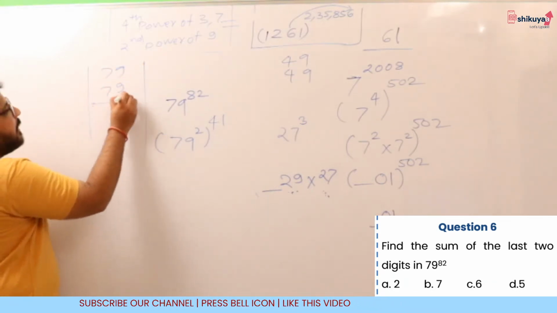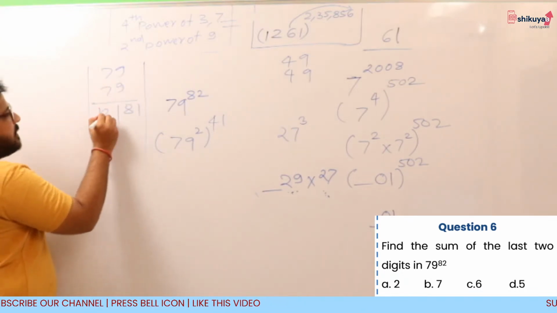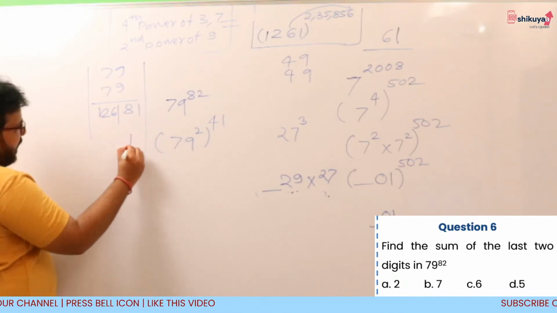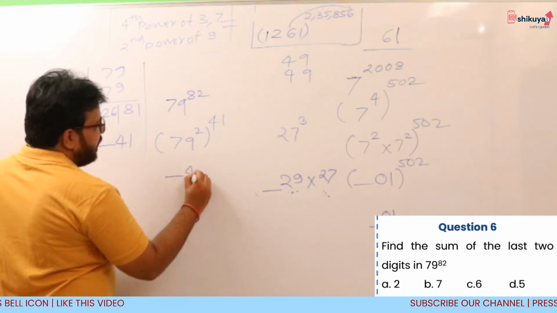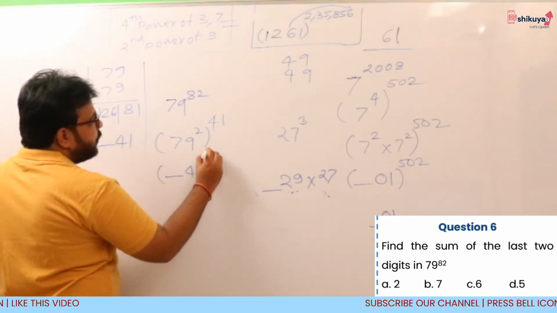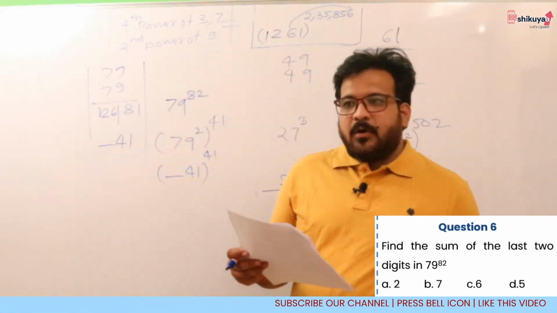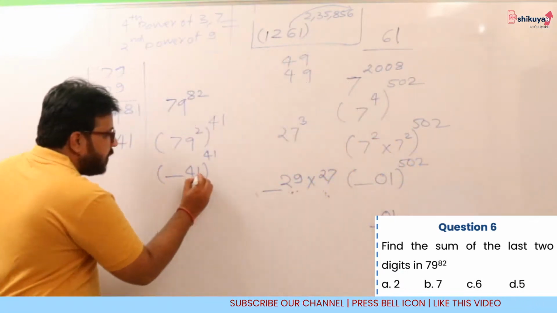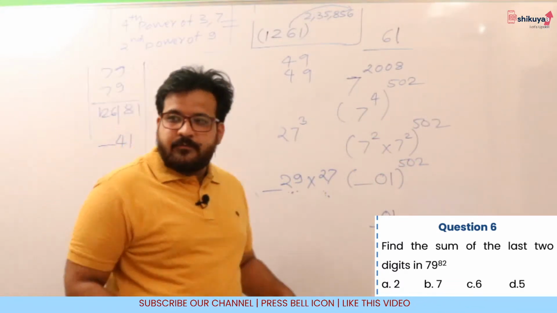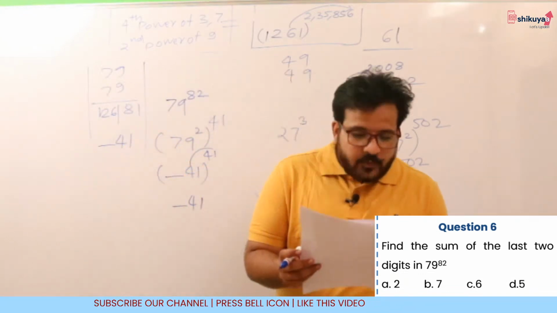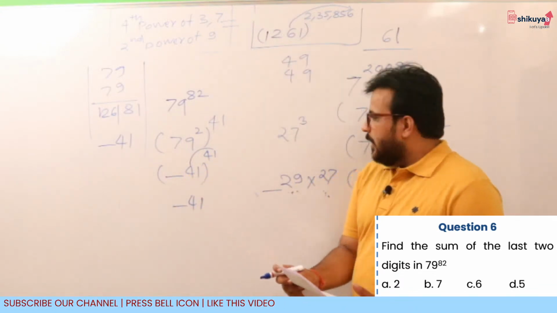79, 79. 9 nines are 81. 63 plus 63, 126. So this is 1, 8 is carry forwarded, that is 41. So 41 raised to 41. And what is the problem? What is the sum of last two digits? Okay, let us calculate first. So 1 as it is, 4 as it is. So sum will be 5, maybe, correct? Is there any option? Yes, perfect. In the 7th problem, the option D is 5. The sum of last two digits are 5.